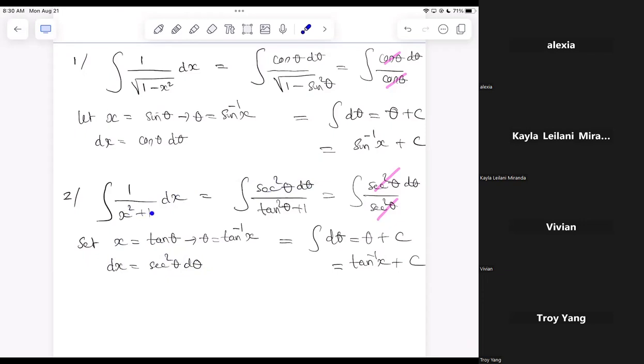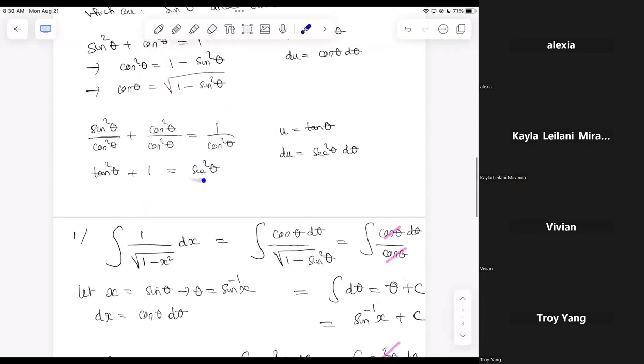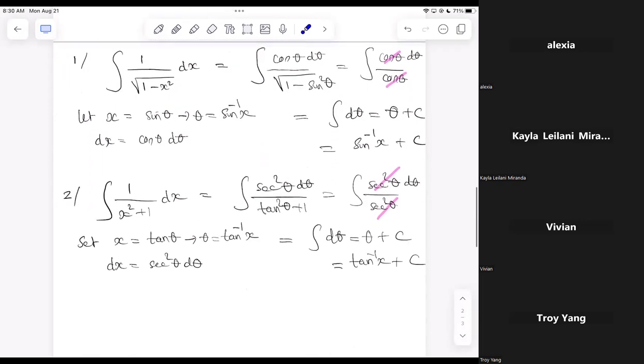Also, I have x squared plus 1 now. This one is just tangent square theta plus 1, and tangent square theta plus 1 is equal to secant square theta, right? So on the top you have secant square theta d theta, and on the bottom you have secant square theta. So you can cancel out, right? Now the integral should become the integral of d theta.